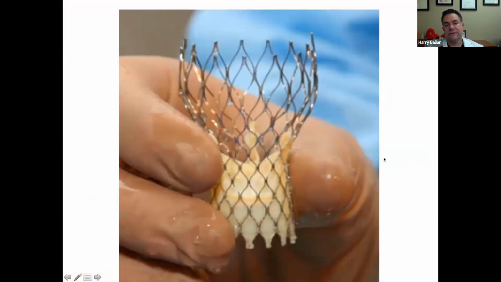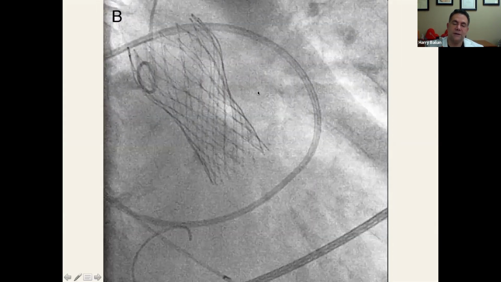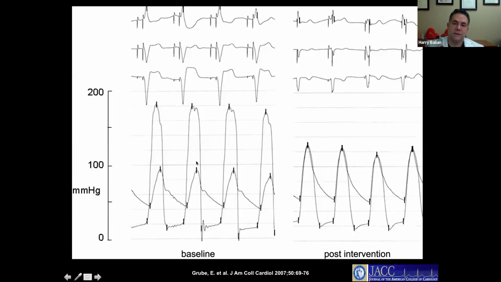This is the Evolut Medtronic valve, which is a self-expanding one, whereas the Edwards one is balloon expandable. So this is a patient having the self-expanding aortic valve being deployed. After deployment, you see that the high gradient between the aorta and the left ventricle is diminished or disappeared, because now the pressures in the left ventricle are the same as the pressures in the aorta.